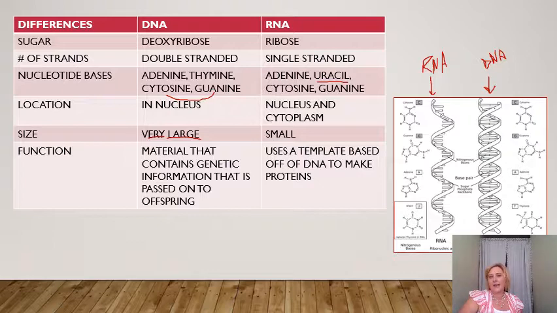DNA, since it stays in the nucleus, it contains all of our genetic information that's passed on to offspring. Okay? And it stays there. In contrast, the RNA uses this DNA as a template to make different proteins. And the proteins are going to be made out in that cytoplasm.